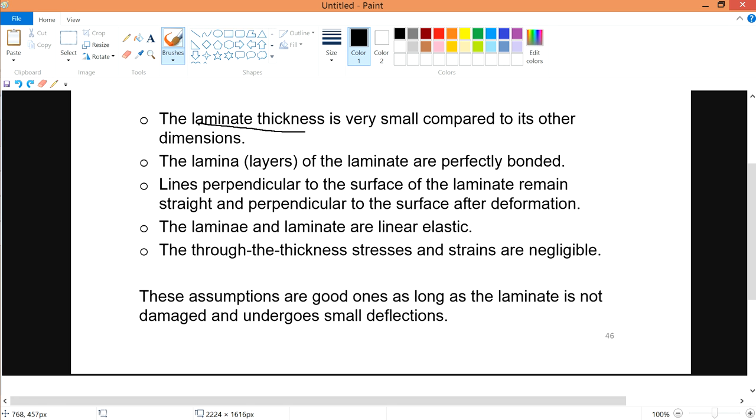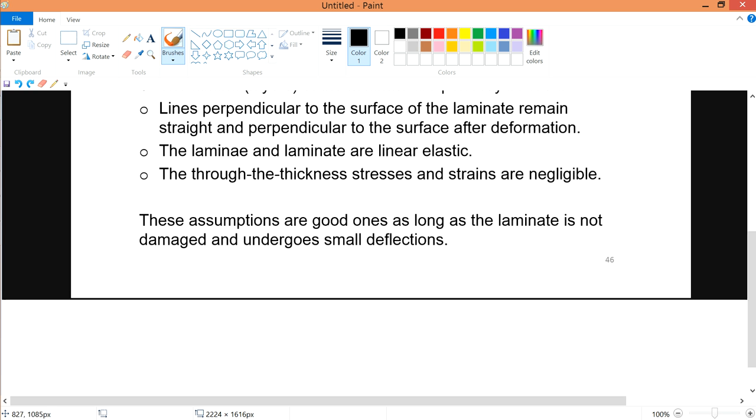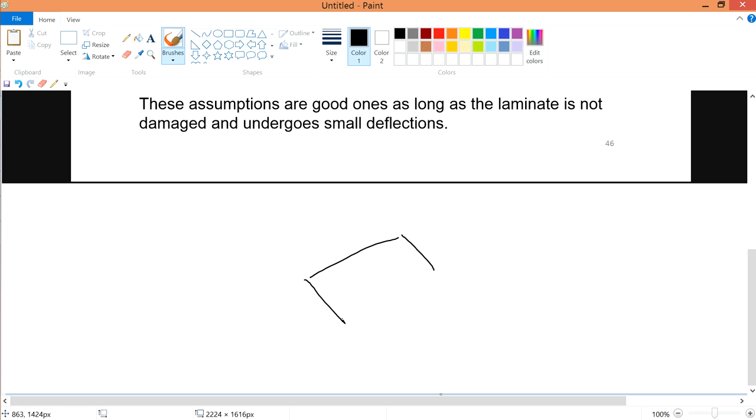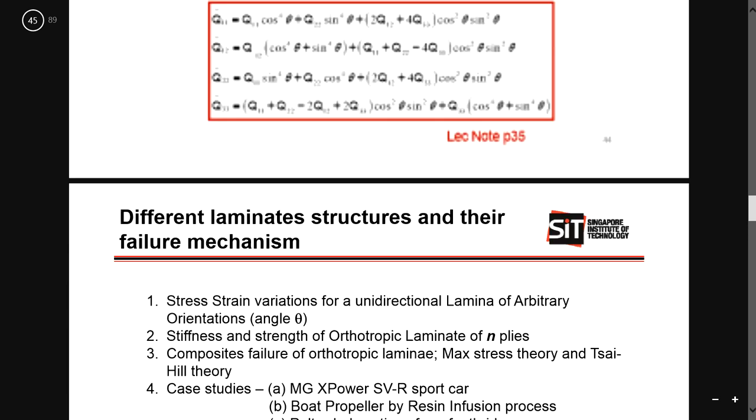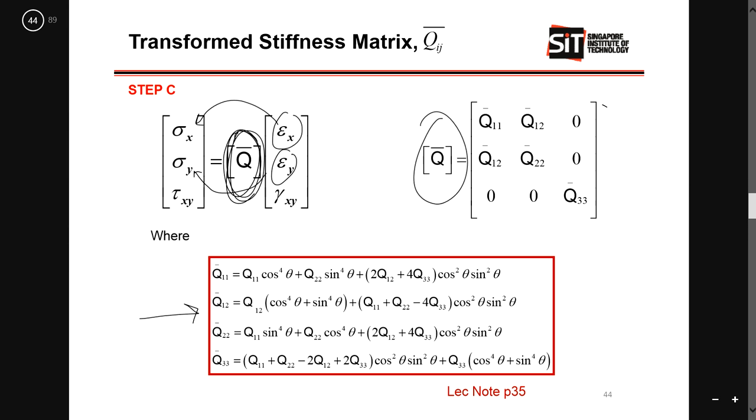The first thing is that the laminate thickness is very small compared to its other dimensions. So this is a 3D body, but the thickness is very small. This means that you're talking about a laminate that is something like a plate, and this is why we are using a plane stress assumption. This is also why we are talking about Qij bar. Q bar itself is already a reduced stiffness matrix, because it's talking about 2D already. As you can see, it's a very small 3x3 system, which is a plane stress analysis. It's talking about a plate.